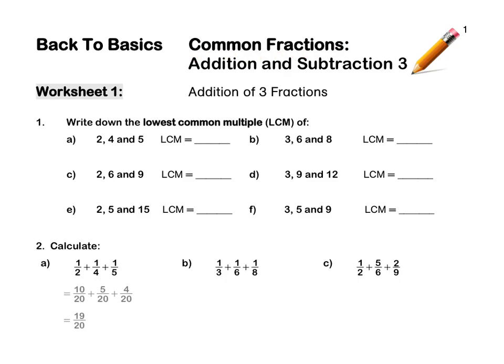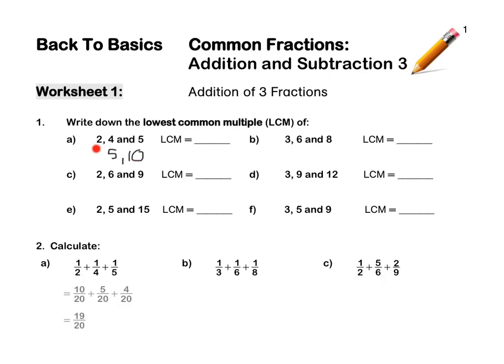Common fractions, addition and subtraction 3. Question 1. Write down the lowest common multiple, or LCM, of, let's look at A. We have 2, 4, and 5. Let's start with our largest multiple and write out some multiples. We have 5, then 10.